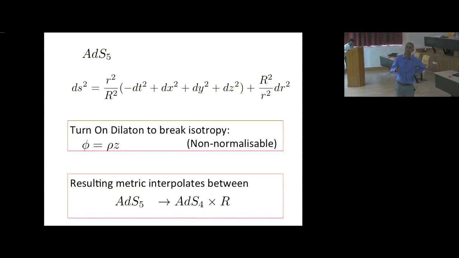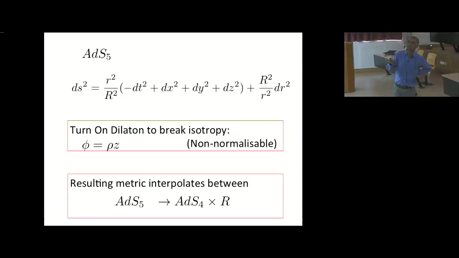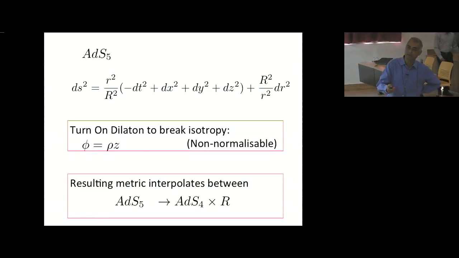But now let me consider a solution where the dilaton is excited, and let me take it to be linear in one of the spatial directions, z. Rho is now a parameter that determines the anisotropy. This breaks rotational invariance. It turns out that the metric you get by back reacting is more complicated. This turns out to be an exact profile for the dilaton. It solves the equations of motion consistently because it's so simple.